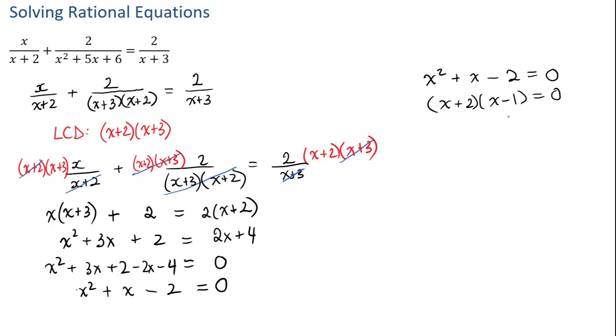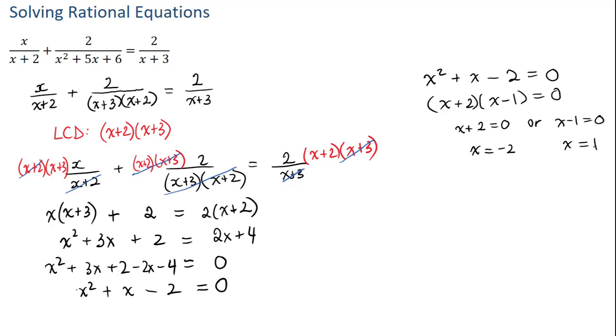And because the product is equal to 0, we're saying either one of those factors can be 0. So x plus 2 could equal 0, or x minus 1 could be 0. Solving each individually, we'll have x equals negative 2 or x equals 1.